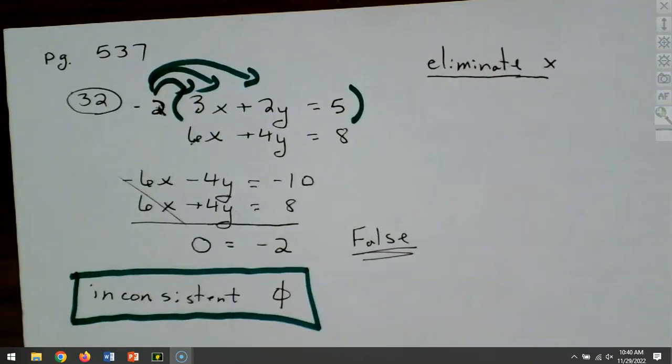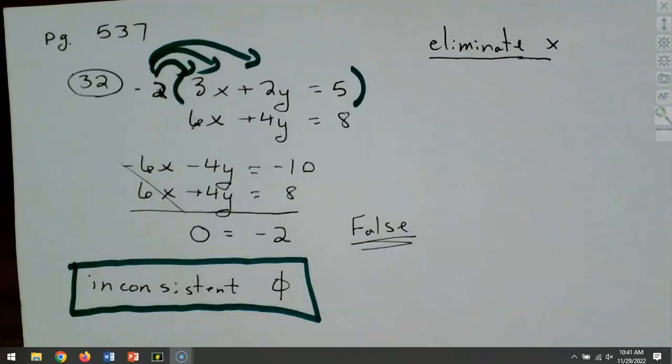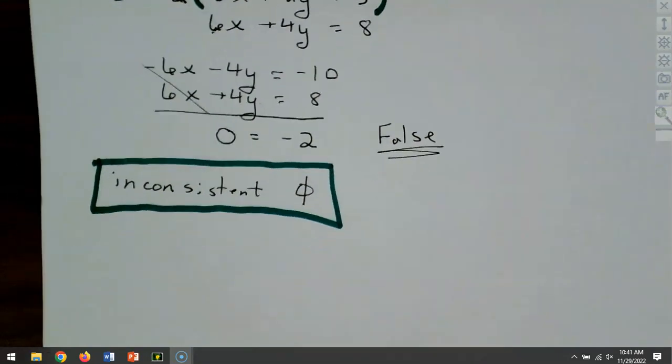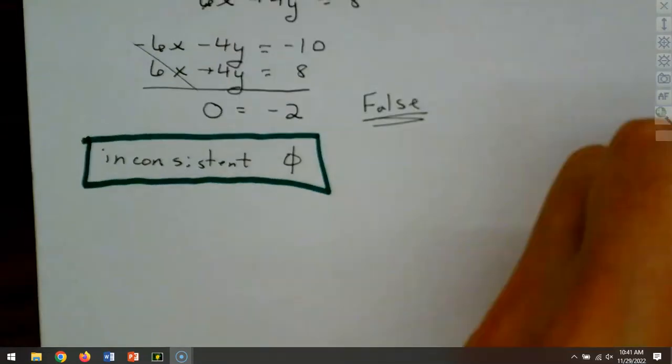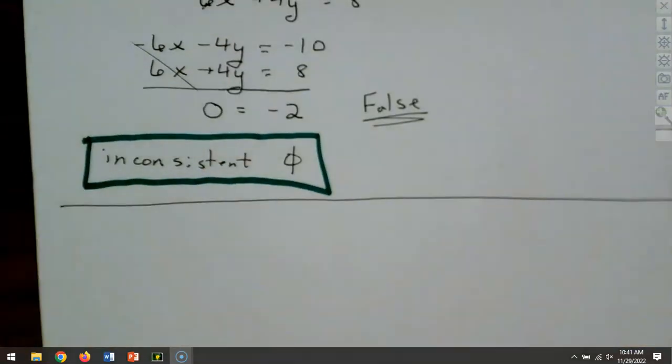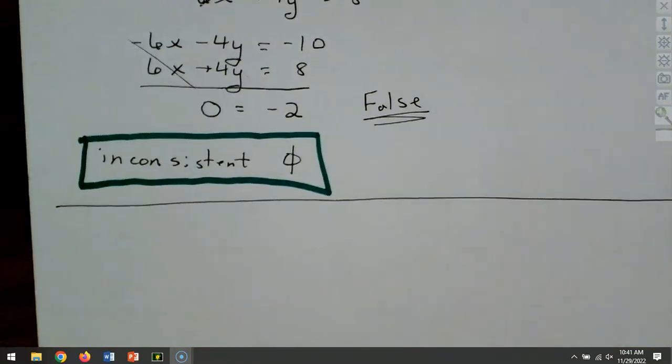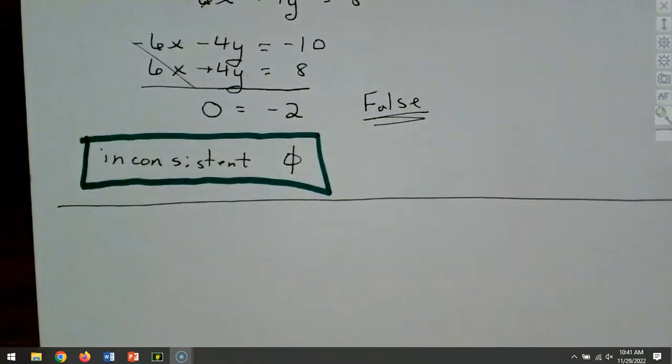And what this would be is 2 lines that never cross. They're parallel lines. Okay, they have the same slope, they're parallel. No solution because the variables go away and the sides don't match up. They're different. That's when you have no solution. Now we'll look at one that gives you an infinite number of solutions.